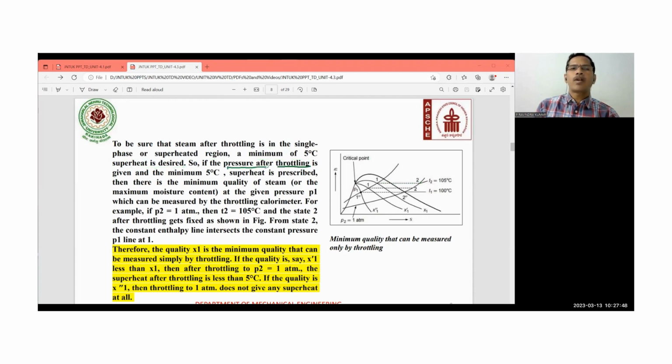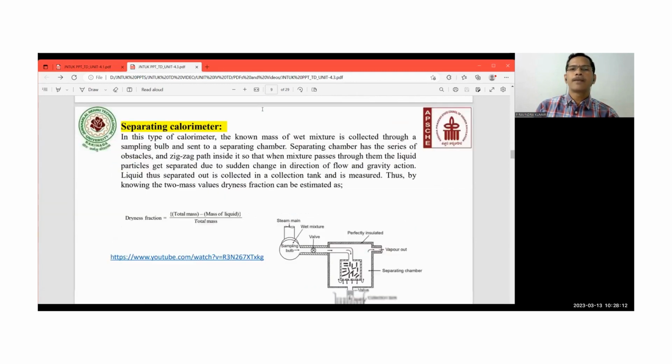If the pressure after throttling is given and a minimum of 5 degrees centigrade superheat is prescribed, then there is a minimum quality of steam at a given pressure and temperature that can be measured by the throttling calorimeter. So for a throttling calorimeter, a minimum of 5 degrees centigrade of superheat is required.